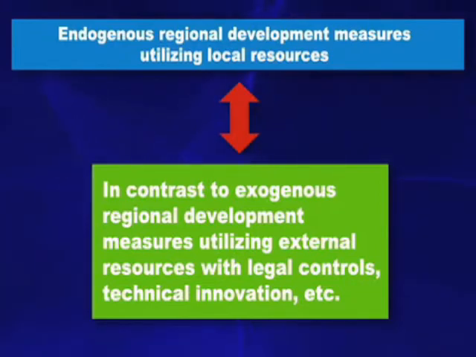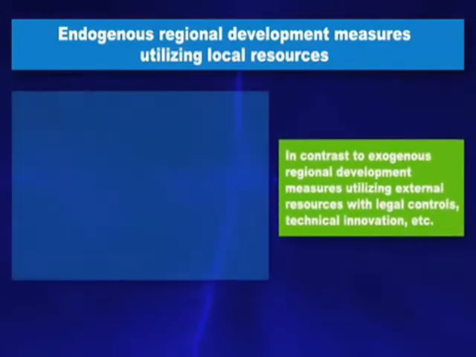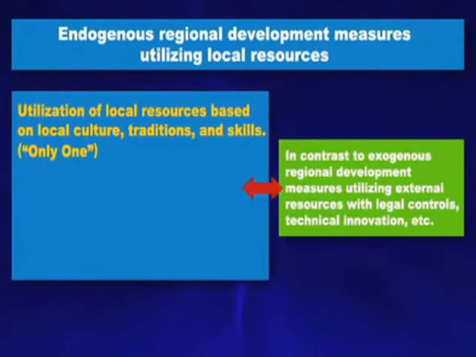For example, although investors will use a region when it suits them, if circumstances change, such as in an economic downturn, they will abandon the idea. As a result, several regions not only saw zero growth, but actually experienced deprivation. The endogenous approach is presented in this chart.